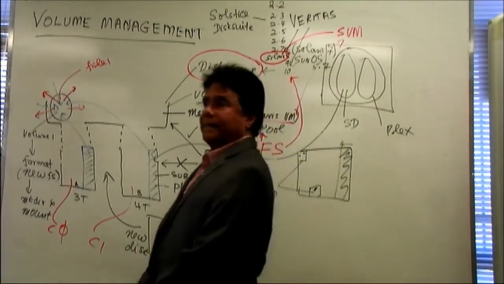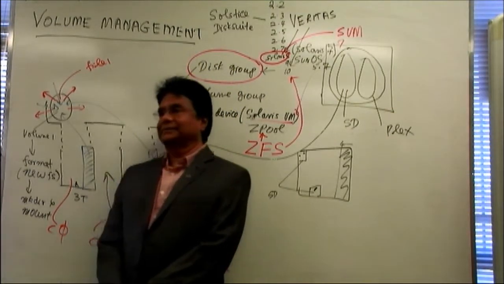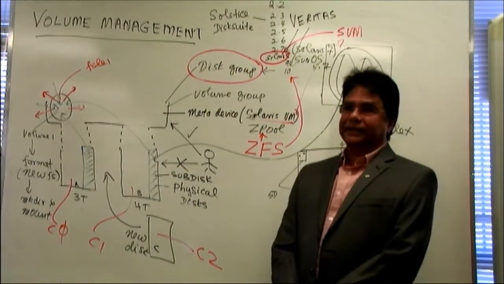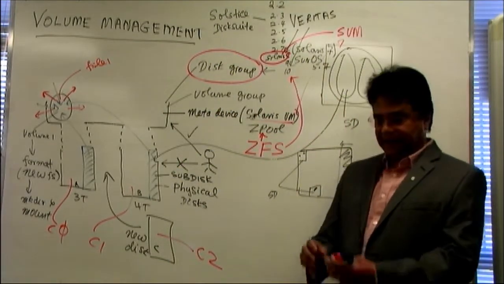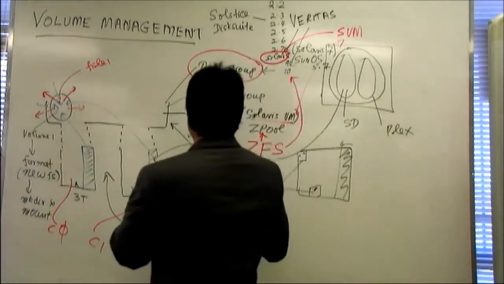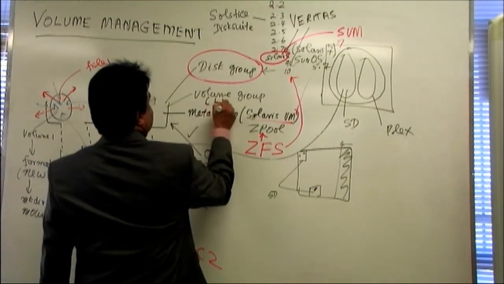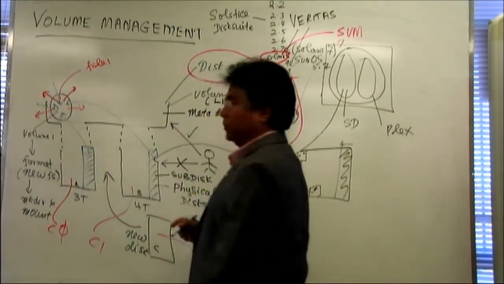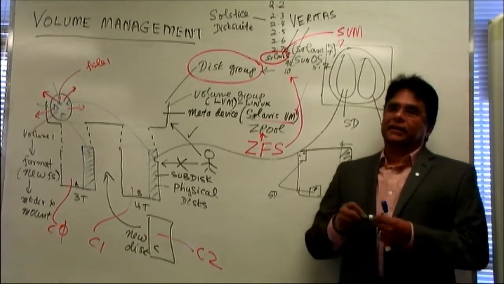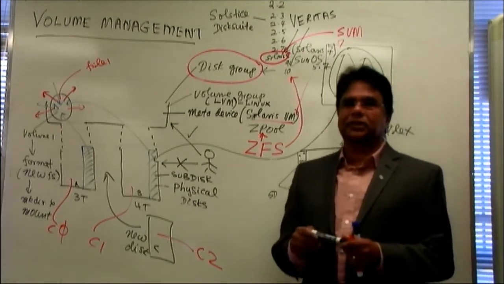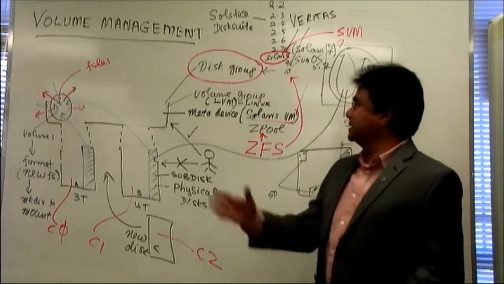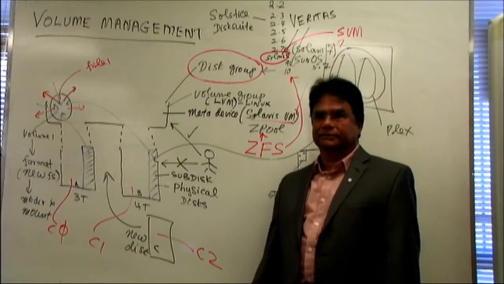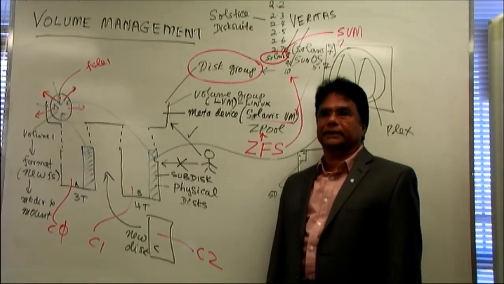But ZFS is only for Solaris, right? What about Linux? Linux has a built-in volume manager, the Logical Volume Manager. Physical volume, logical volume, and volume group are used in the logical volume manager. That is in Linux. IBM also has physical volume, logical volume, and volume group like that. When we talk about Linux, we'll talk about that.